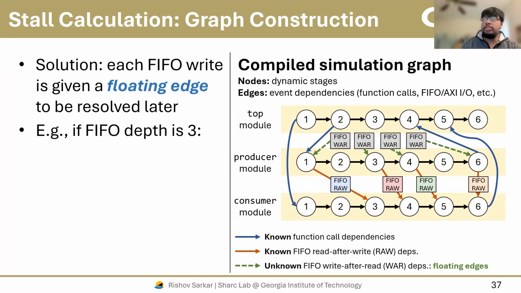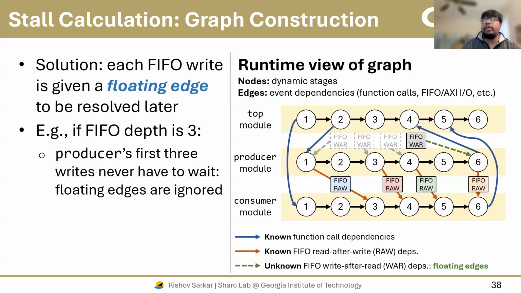But if the FIFO depth is 3, then that automatically means that the first 3 writes never have to wait, right? Because regardless of how many reads have happened by the time we get to, say, this node, there's still going to be space for at least one more.